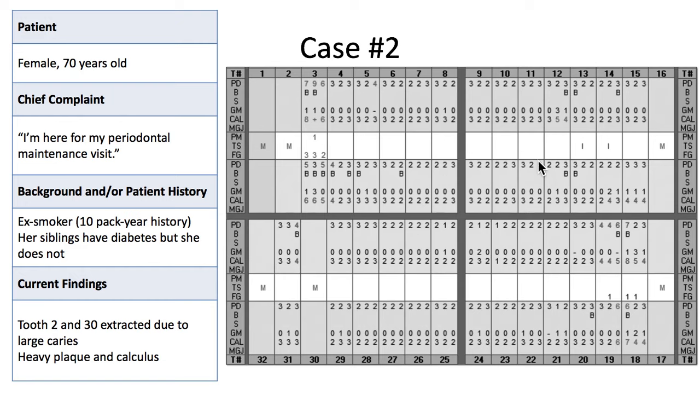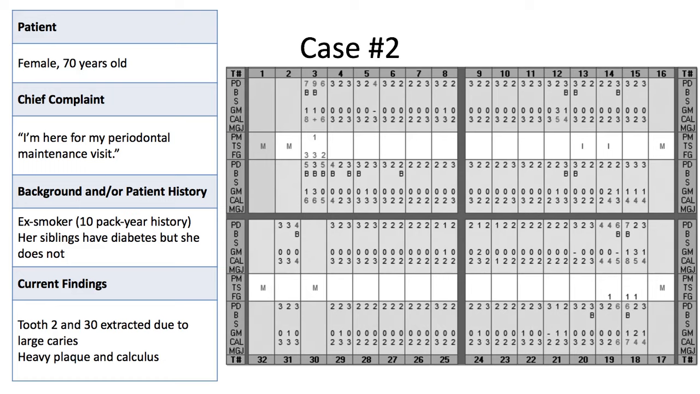So I don't feel comfortable calling this a molar incisor pattern because it's really just molars that are affected. So this is definitely going to be considered a localized disease process. Those 5 millimeter or more CAL numbers are all occurring by the molars. Okay, now we look for some other clues.